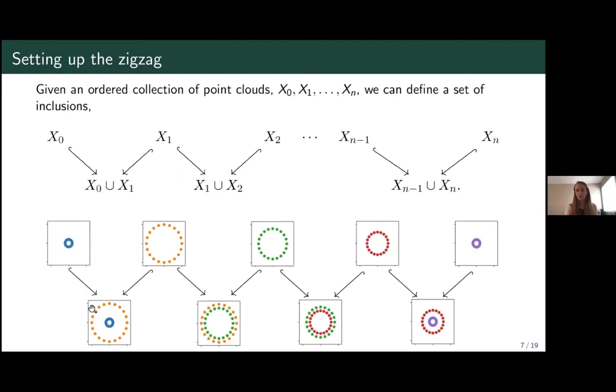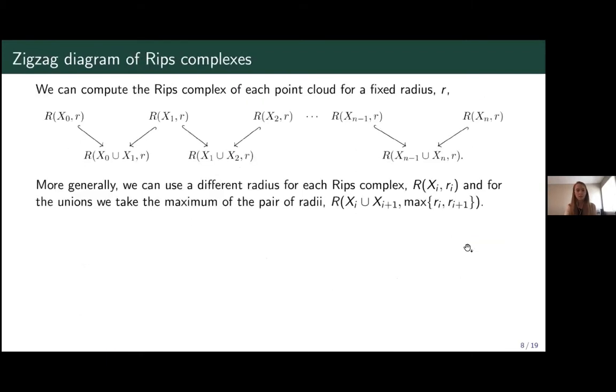So we have the smaller circle includes into the middle of that bigger circle. And we've got sort of this closer circle pattern in the middle, and then we get the last smaller circle at the end. But the homology of point clouds isn't interesting.